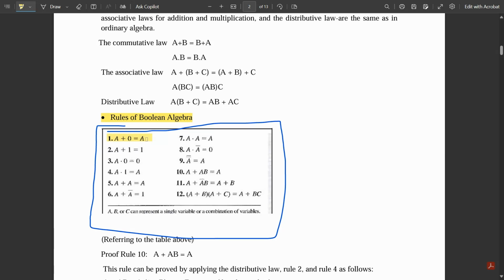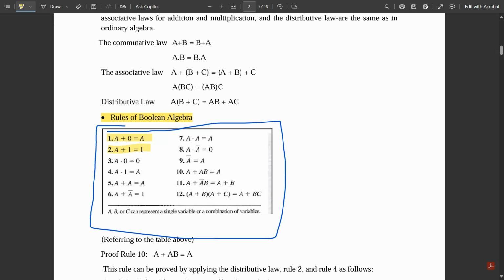That is, if you take any number and add it with 0, the sum would be the same as the number itself. This is the first rule. The second rule is A plus 1 is equal to 1. That is, any number or any variable, if you add 1 to that, it would be equal to 1. By default, it is under the rules of Boolean algebra. A plus 1 is equal to 1.